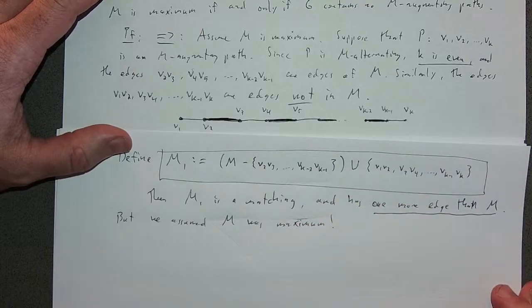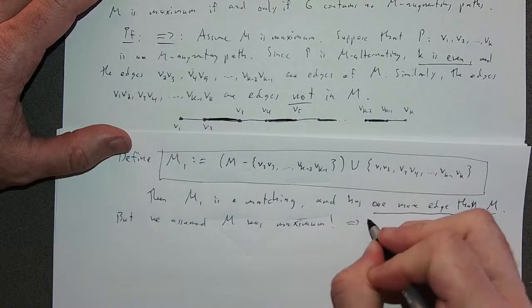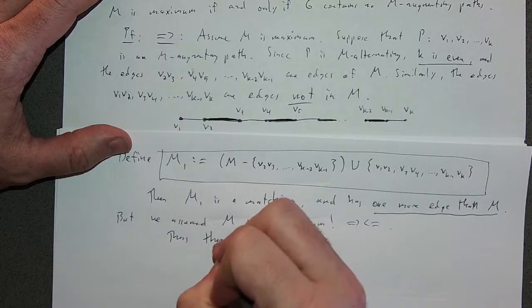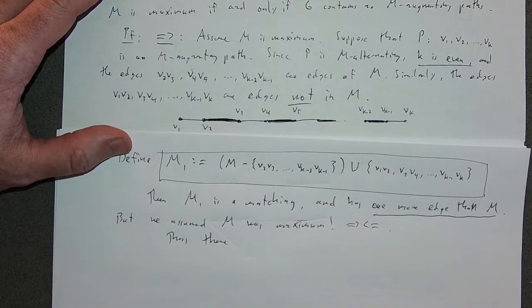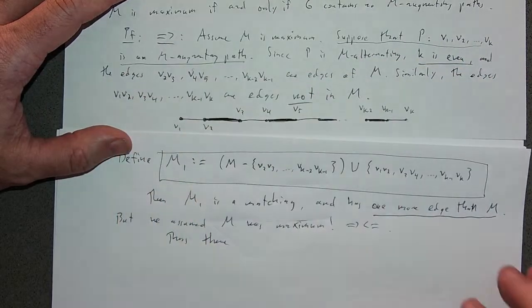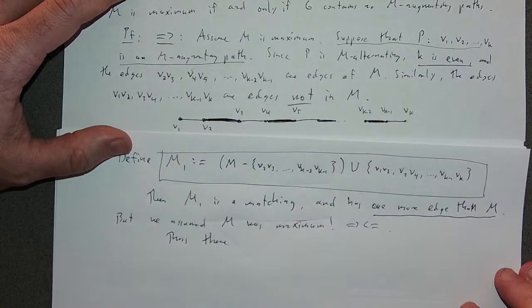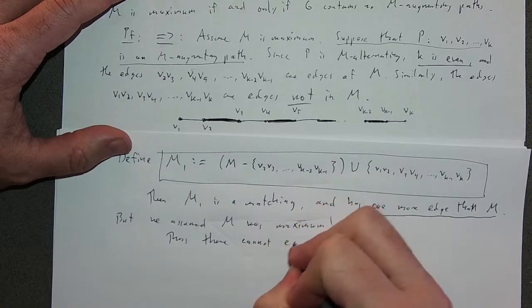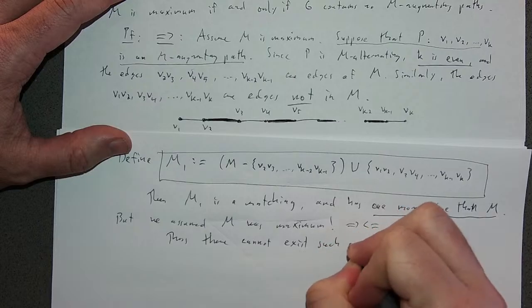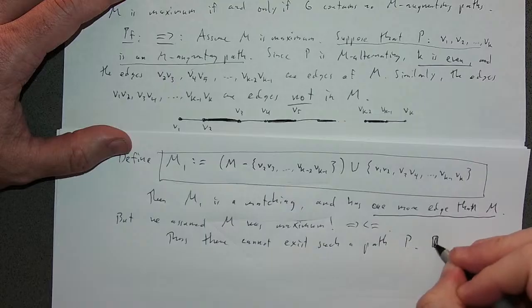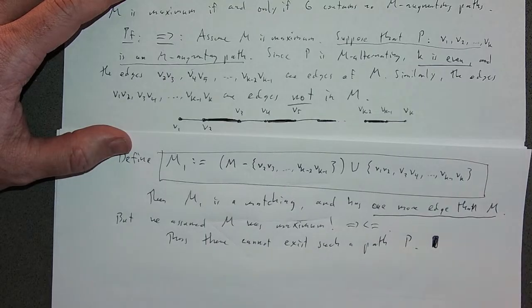We assumed M was maximum, and this is a contradiction. Thus, what was the only thing that we assumed in this process that was an issue? It was this assumption: suppose that this was an M augmenting path. Such a path can't exist. Thus, there cannot exist such a path P, which is exactly what I wanted to show in this direction: that if M was a maximal matching, then G could not contain an M augmenting path.